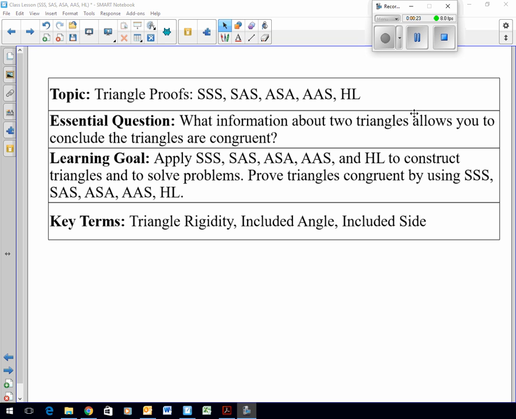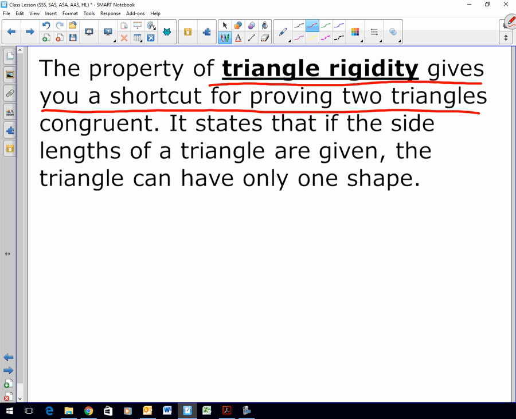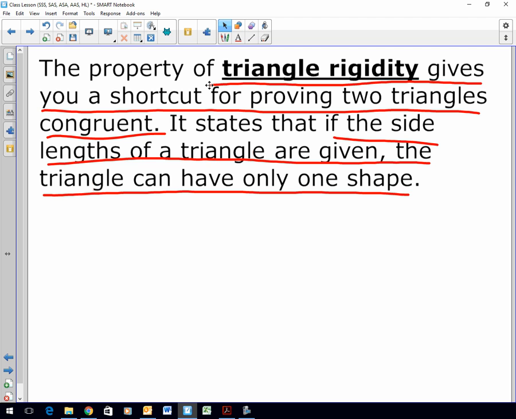Triangle rigidity, included angles and included sides. Alright, what is triangle rigidity? Write it up. Property of triangle rigidity gives us a shortcut to proving that two triangles are congruent. So check it out. Here is what triangle rigidity means. It means that if the side lengths of a triangle are given, the triangle can have only one shape.